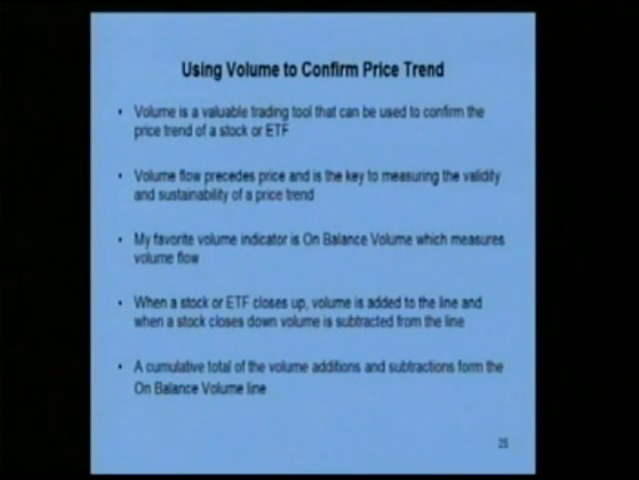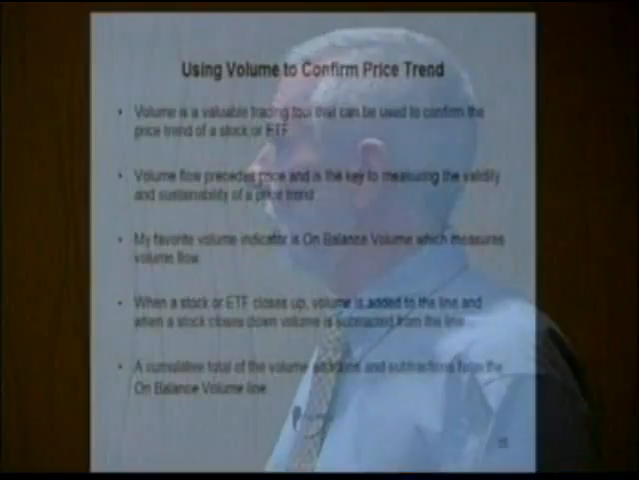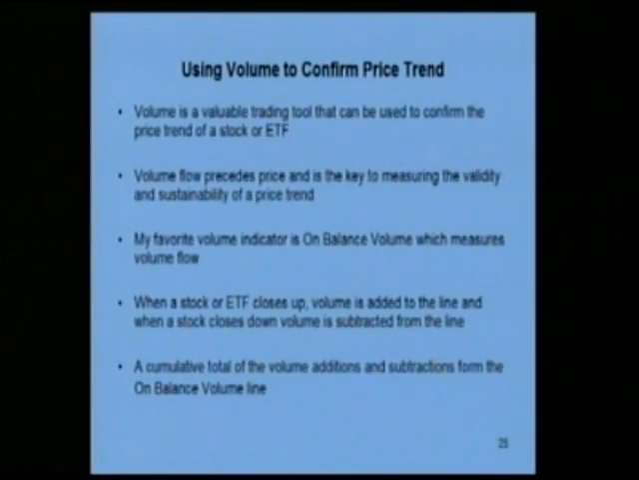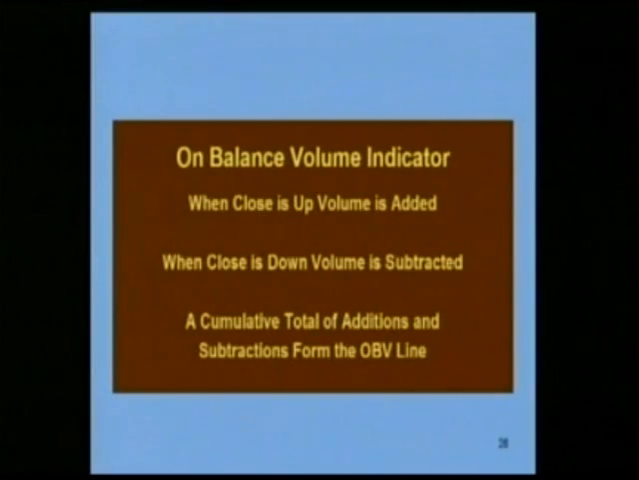Now, to check the volume, my favorite indicator is the on-balance volume, which measures the volume flow. Now, when a stock or ETF closes up for the day, volume is added to this on-balance volume line. And when a stock closes down for the day, volume is subtracted from the line. So when you do these additions and subtractions, you'll see in a second here, it forms a line that tells you the volume flow, whether it's up or down. Okay, so again, when the close is up, volume's added to the line. When the close is down, volume is subtracted from the line.